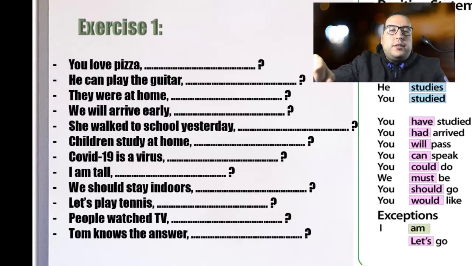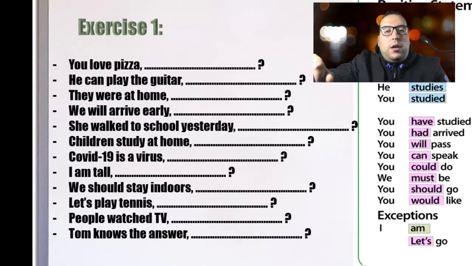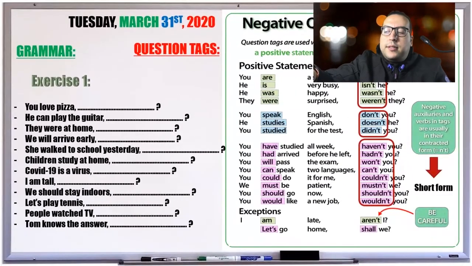Alright, my friends, you have taken enough time to do the exercise, to complete the sentences with question tags. Now let's see the first one. You love pizza. The first thing we do is take a look at the verb. Where is the verb? Love. So it's not to be, it's not a modal, it's an ordinary verb.